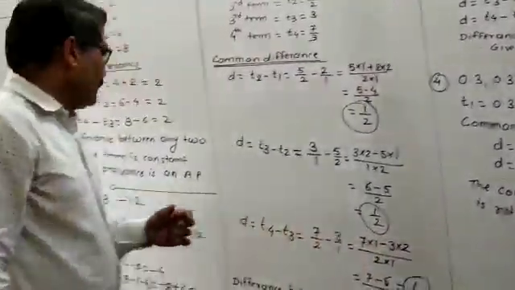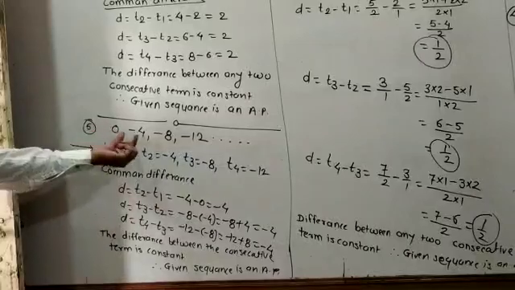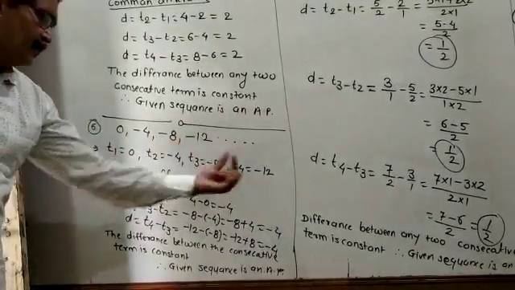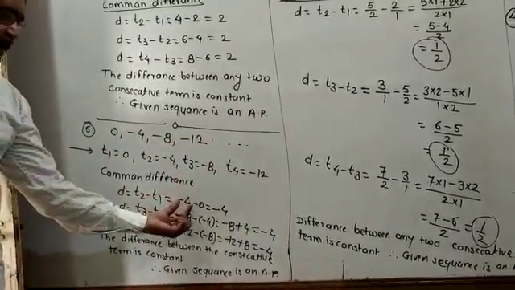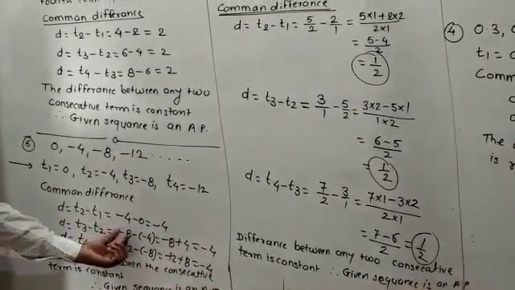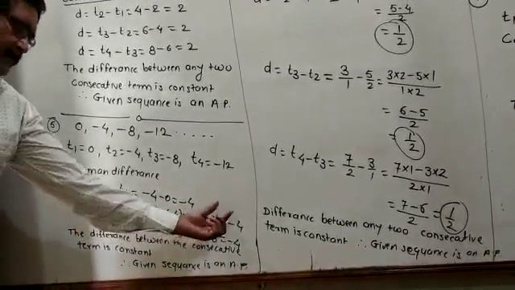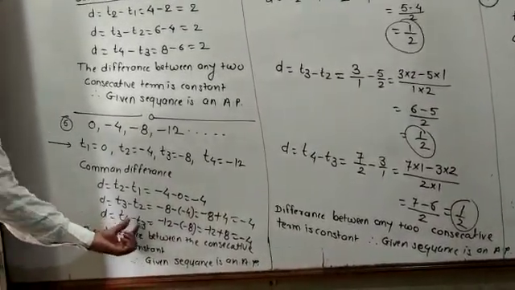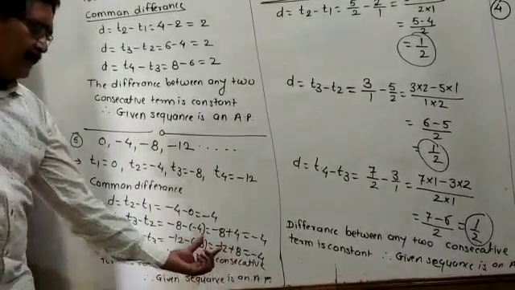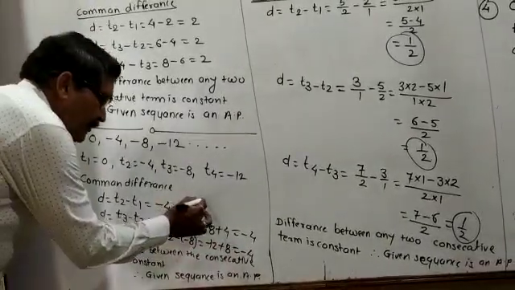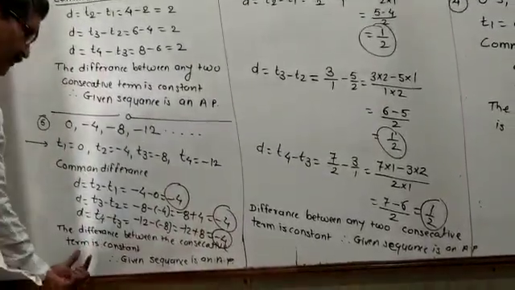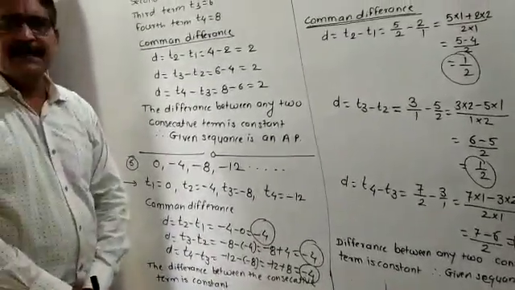Does everybody understand? Then come to the fifth question: 0, minus 4, minus 8, minus 12. First term, second term, third term, fourth term. T2 minus T1 is equal to minus 4 minus 0, which is minus 4. d is equal to T3 minus T2, which is minus 8 minus of minus 4, so minus 8 plus 4 is equal to minus 4. d is equal to T4 minus T3, which is minus 12 minus of minus 8. Minus of minus 8 means plus 8, then minus 12 plus 8 is equal to minus 4. Here the common difference is the same: minus 4, minus 4, minus 4. So the difference between any two consecutive terms is constant, and the given sequence is an AP.